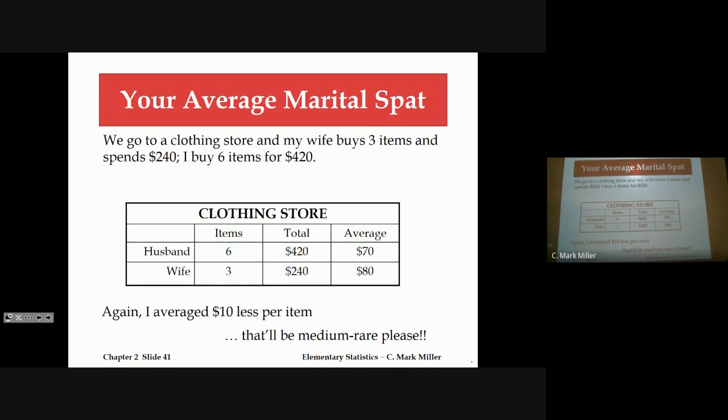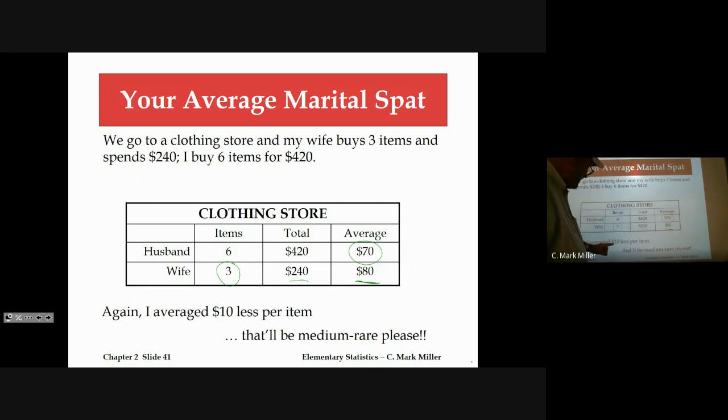Then we go to a clothing store. I buy 6 items at the clothing store, spend $420, $70 per item. My wife buys only 3 items, $240, but that's $80 per item. Okay? So I spend $70 per item. She spends $80 per item.